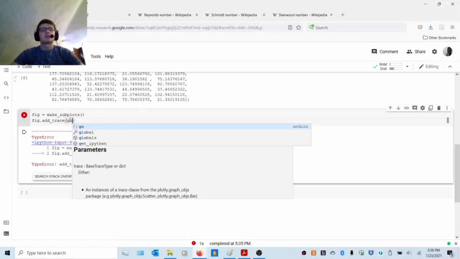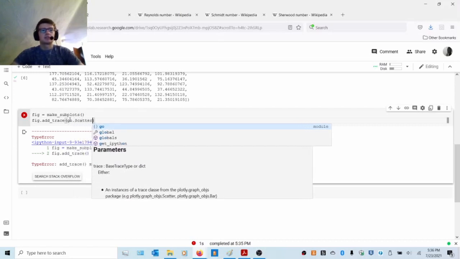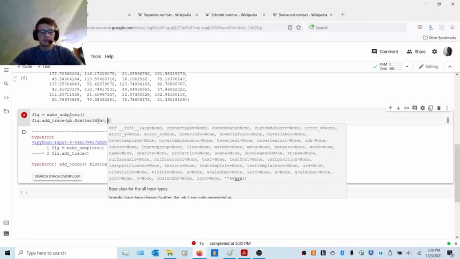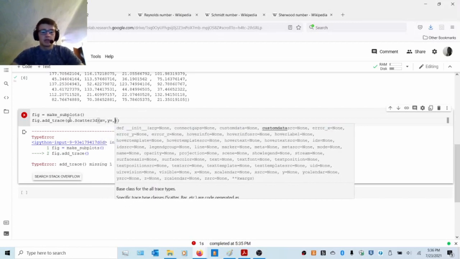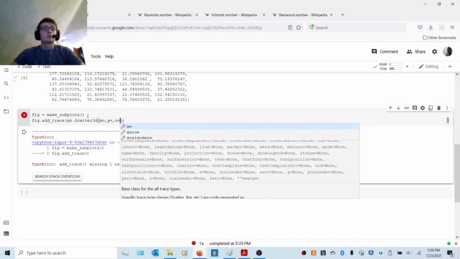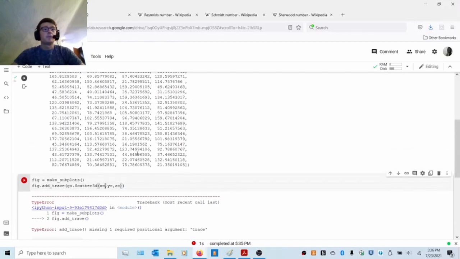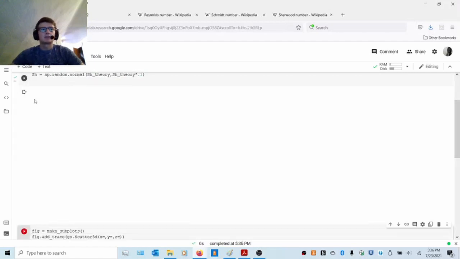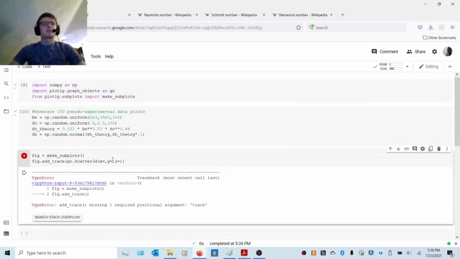But it needs a trace type. So from the library graph objects, we're going to use this Scatter3d function. Scatter3d has a lot of arguments. Basically, what it all boils down to is it needs an x value, a y value, and a z value for each one, because it's a three-dimensional plot. Because it needs our numbers, we'll go ahead and get rid of that, run it, just so we don't have that big thing in the way.